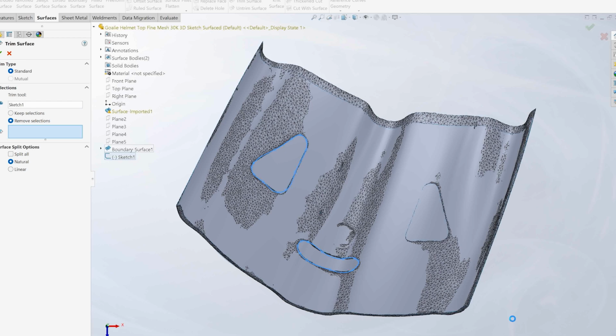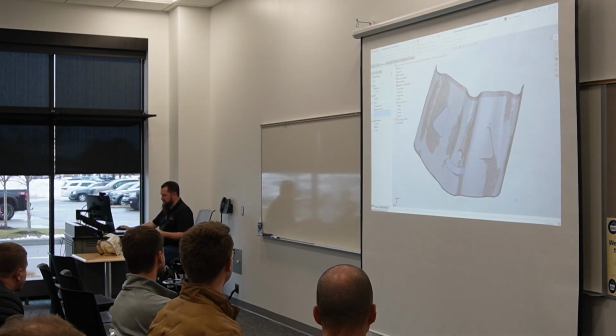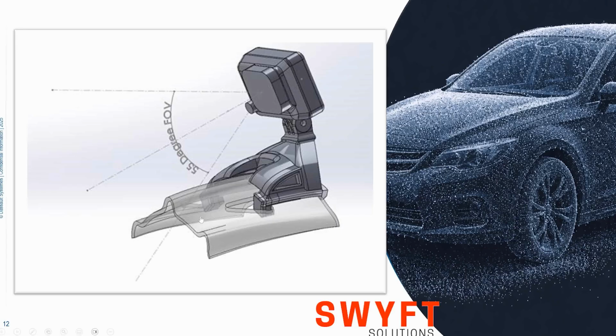So from there, once you have the surface done, you simply give it a thickness, in this case it is 3.5 millimeters, give or take. And what you end up with is a completely usable 3D scan data in SOLIDWORKS that you can then reverse engineer a GoPro camera mount in this case. So the ultimate question is, did it work?